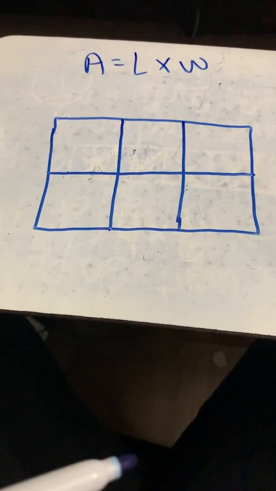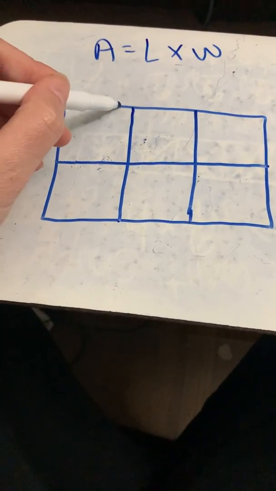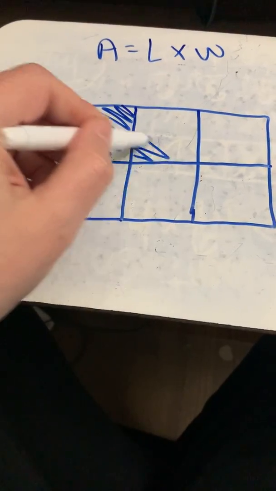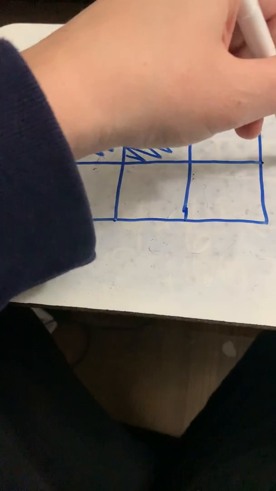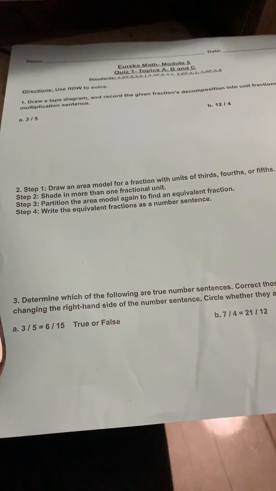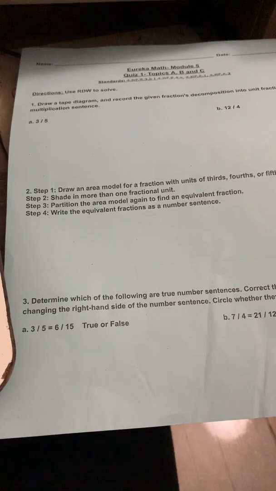Step 2 says to shade in more than 1. Okay, so I'm going to shade in 2. 1, 2. So I just shaded in 2/6. Step 3 says to partition the area model again to find an equivalent fraction. Boys and girls, there's lots of ways we can find equivalent fractions. We did this in the beginning of March when we first started this module.